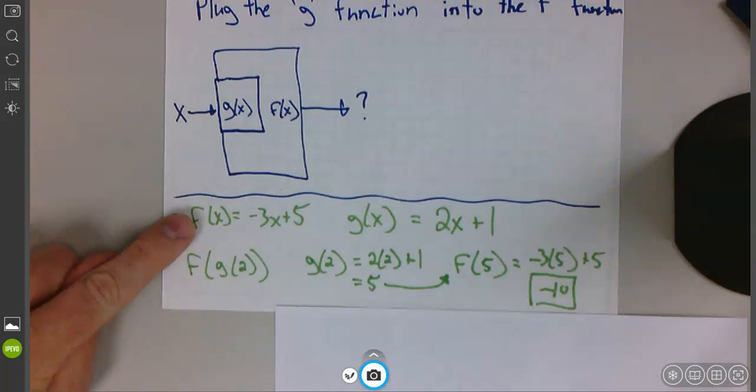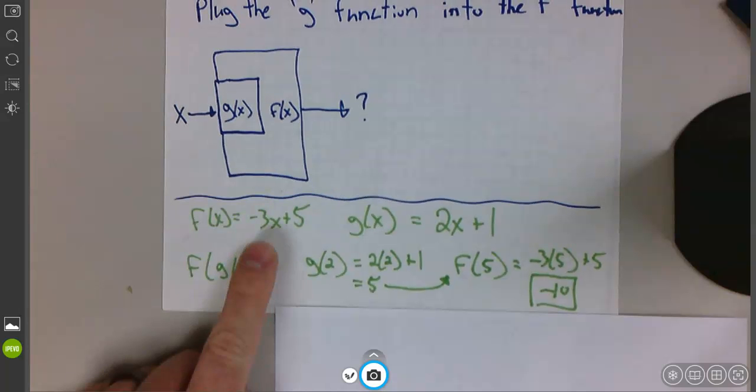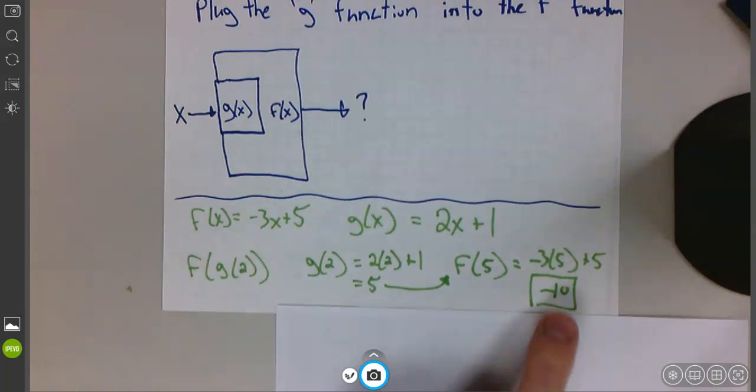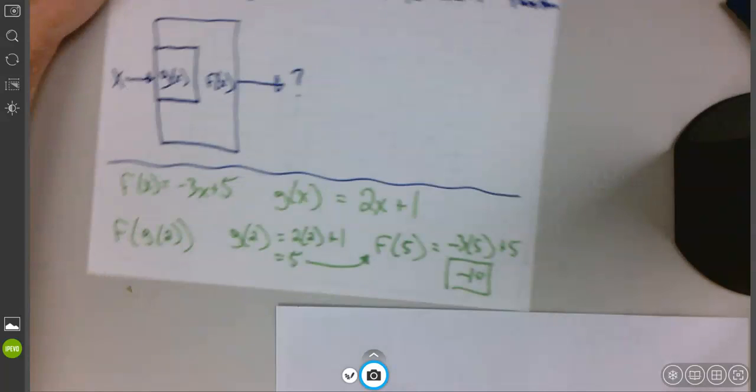So f of 5, we go to my f function, we plug in a 5, we would get negative 15 plus 5. And our final answer, what this double vending machine finally kicked out, is a negative 10. Excellent. Composition of functions. That's when we had actual numbers, actual input.